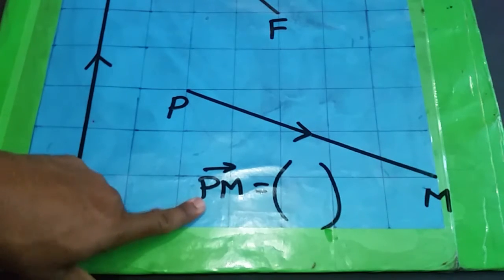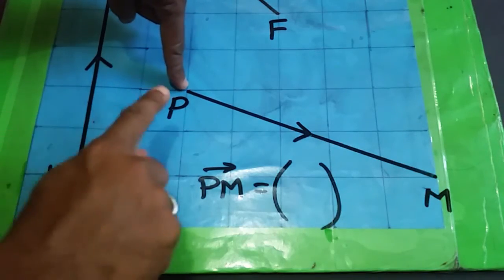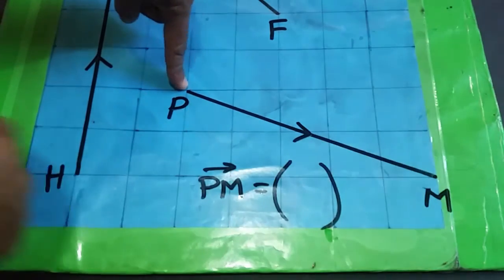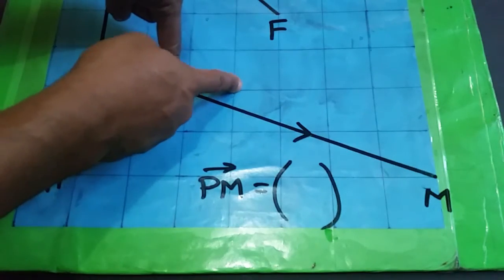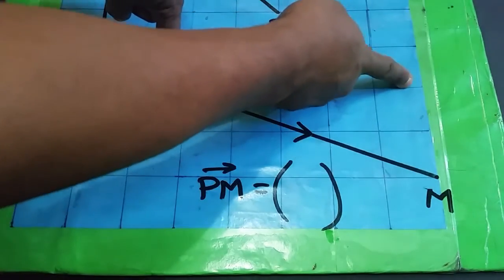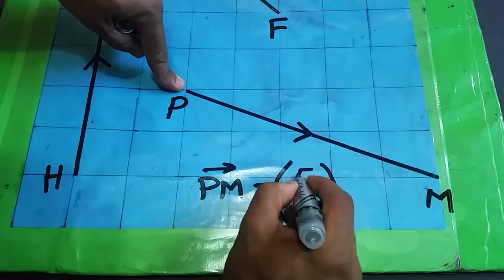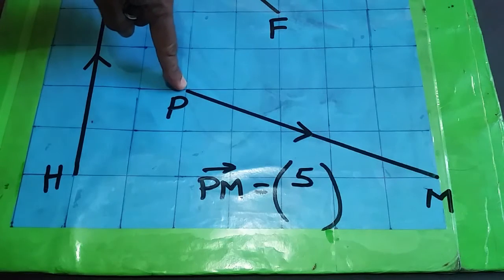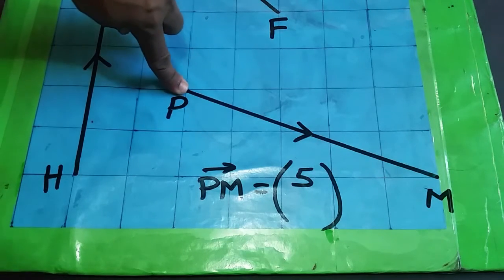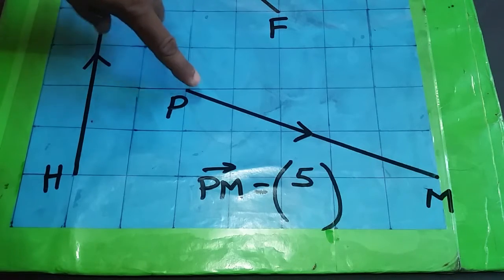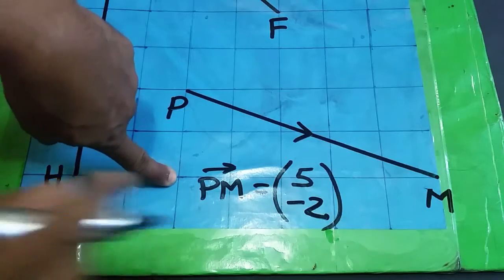So again, because P is a foot, we're going to put our finger here, and then ask ourselves, are we moving to the right or to the left? Clearly, we're moving to the right. How many spaces? 1, 2, 3, 4, 5 spaces to the right. So that means +5 would come there. And are we moving up or down? Is the vector going up or is the vector going down? So it is going down. How many spaces? 1, 2 spaces, so that would be -2.